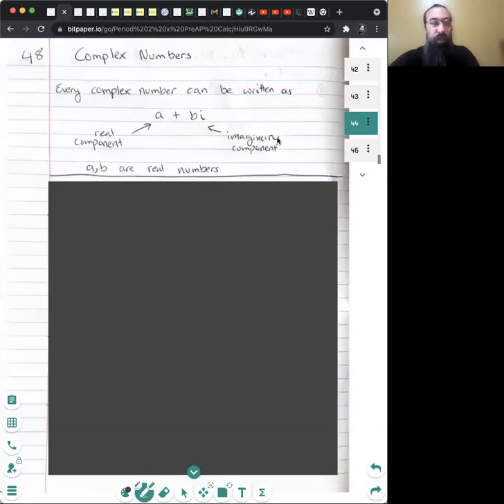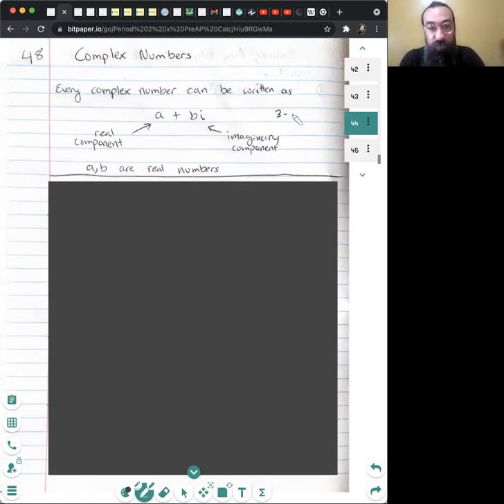Hey, folks, we're going to talk about complex numbers today. It's on pages 48 and 49. And as it says, every complex number can be written as a plus bi. Might look strange, but that's how it is. There's a real component, the guy without the i. There's an imaginary component, that's the guy with the i. That's as simple as that.